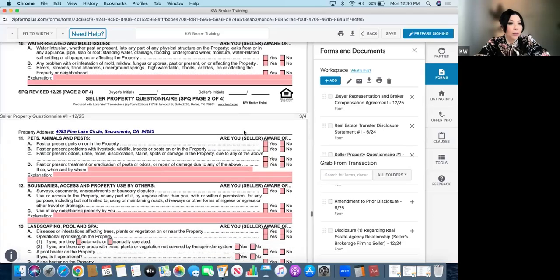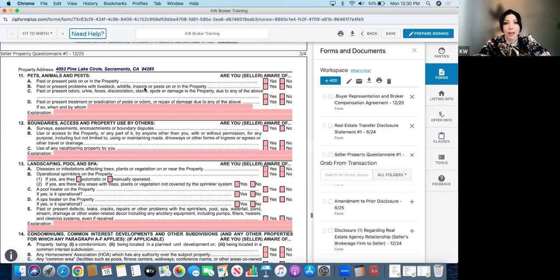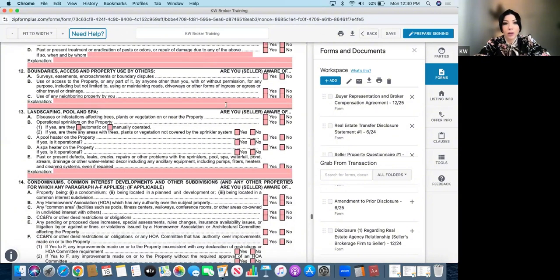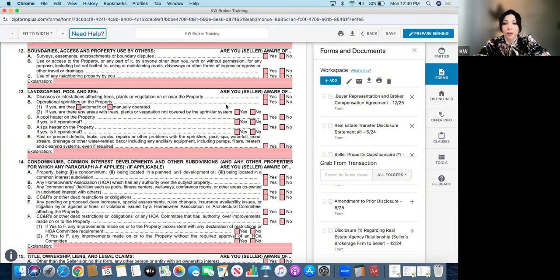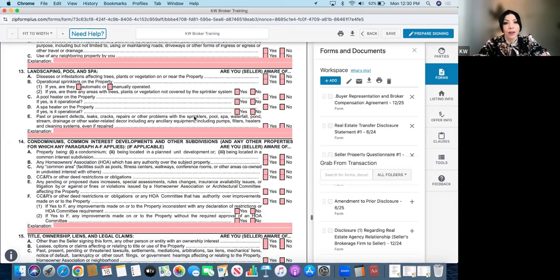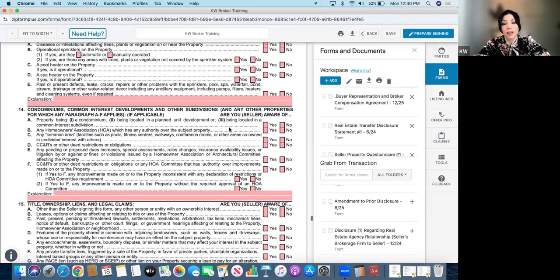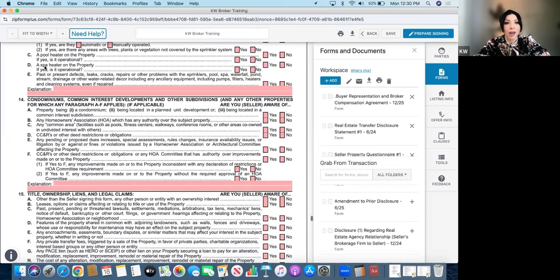Okay, water-related and mold issues, pets, animals, pests. Yes, they can put if there was a dog or a cat living in the property. Boundary access and property use by others, encroachments or any disputes or anything like that, you can mark here. Landscaping and pool: if there were sprinklers on the property, the pool, is it heated, operational, any past or present defects, leaks, cracks, repairs, or any other problems, they would mark there.